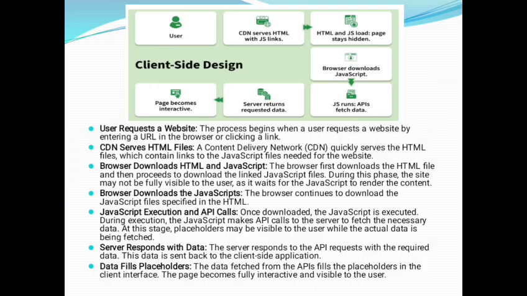This is the model or design of client side architecture. First, the user requests the website. The CDN serves HTML with a JS link. Next, the browser downloads the HTML and JavaScript. Browser downloads the JavaScript. JavaScript executes an API call. Server responds with the data. Data fills the placeholder. In this design, it is only a client side design.